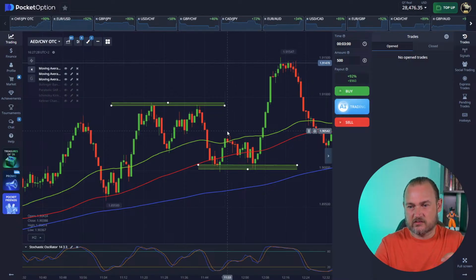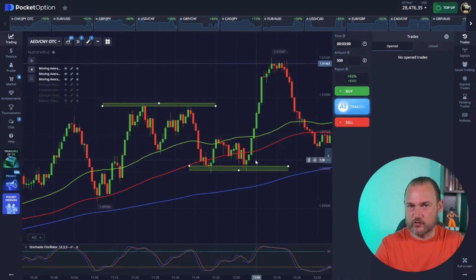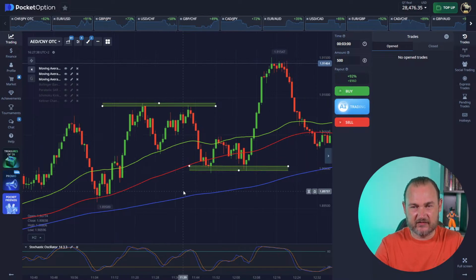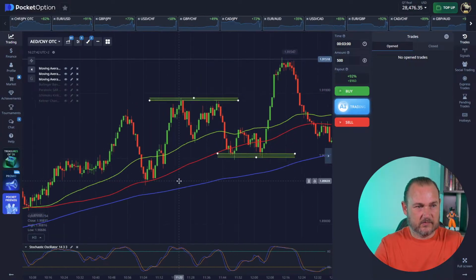Okay. But these are great examples of how you can use the stochastic turnovers as a way to find entry spots, combining them with support and resistance, or combining them with moving averages. These are 50, 100, and 200 moving averages. There we go.